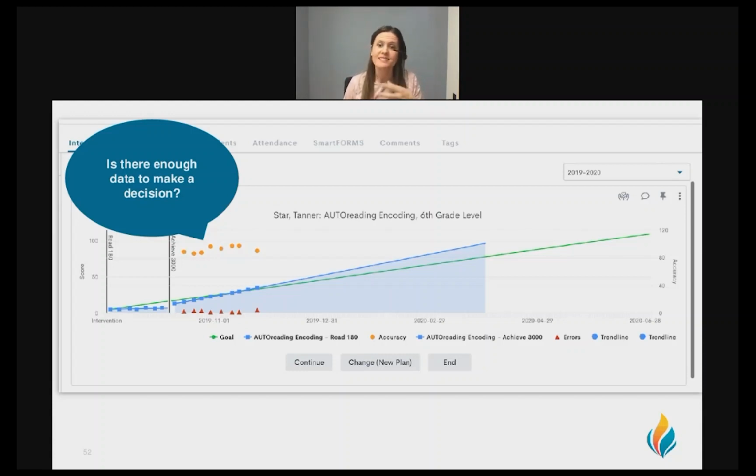So one of the questions is, is there enough data to make a decision? We want to have at least 6 data points for us to make a decision. And by decision, I don't mean high stakes decisions, but we want to make sure that we have enough data to be confident in the choices that we're making about the student.